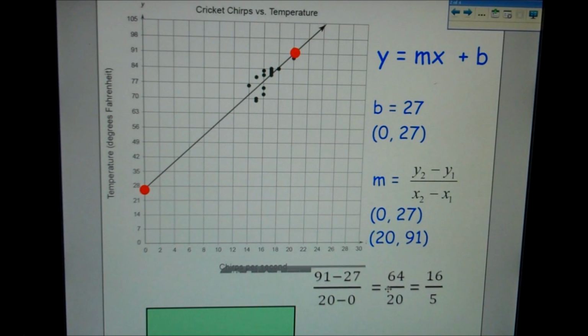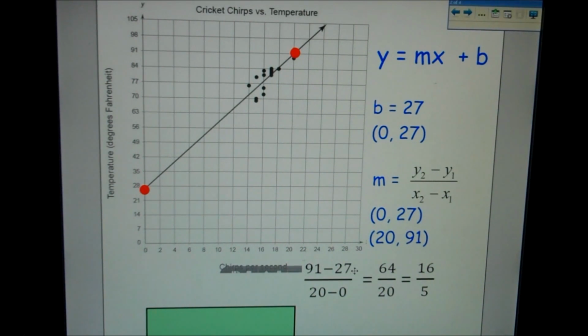I'm just going to show you the work. I did it all here. 91 minus 27, 20 minus 0, 64 over 20, and that simplifies to 16 over 5. Okay, this is our slope. I want you to leave it as an improper fraction for now. Okay? Doesn't have to be a decimal. You could. It doesn't make it wrong.